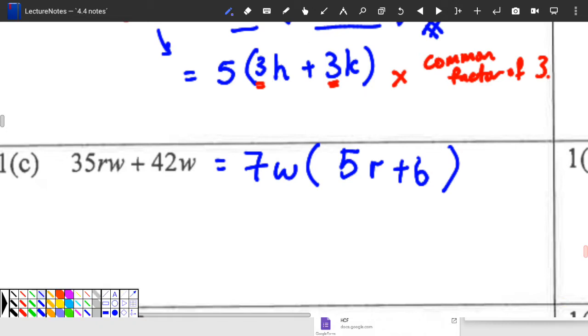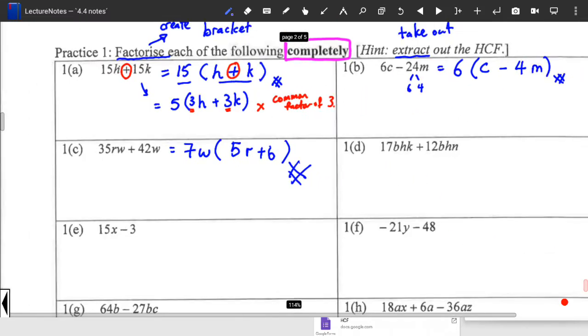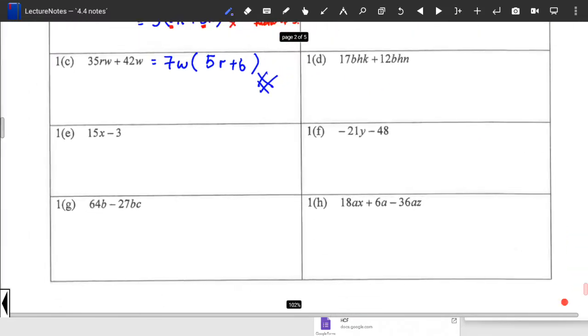Now, how do you know in the exam that you got it correct? Simple. You do the expansion: 7 times 5 you get 35, R and W will get RW. Correct. Second one, 7W times 6, 42W. Correct. You know you're correct. So you can do a check to see whether you got it right or wrong. Now I pause the video here. Now you try D onwards.